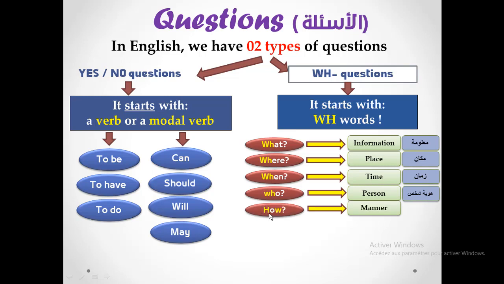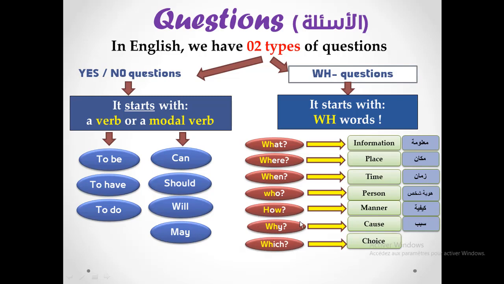How, it's used to ask about manner. Like how are you? Why, it's used to ask about cause. Like why do you like English language? Which, is used to ask about a choice, like which car do you like? Which friend do you prefer? So these are yes or no questions. They start with a verb or a modal verb. WH question, they start with WH words. Today we are going to focus نركز on yes no questions in the past.